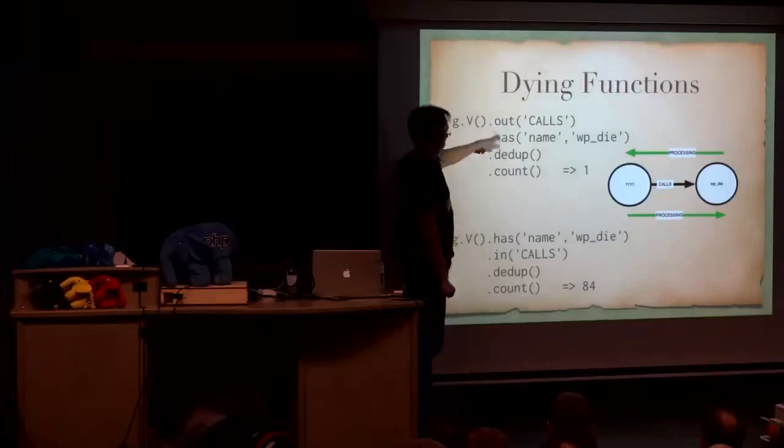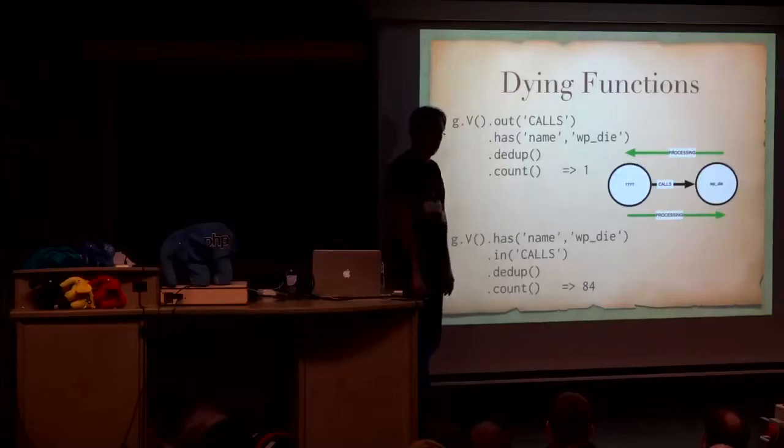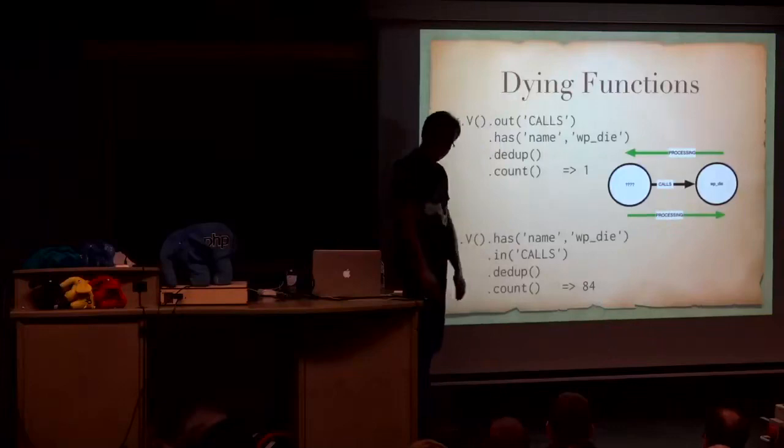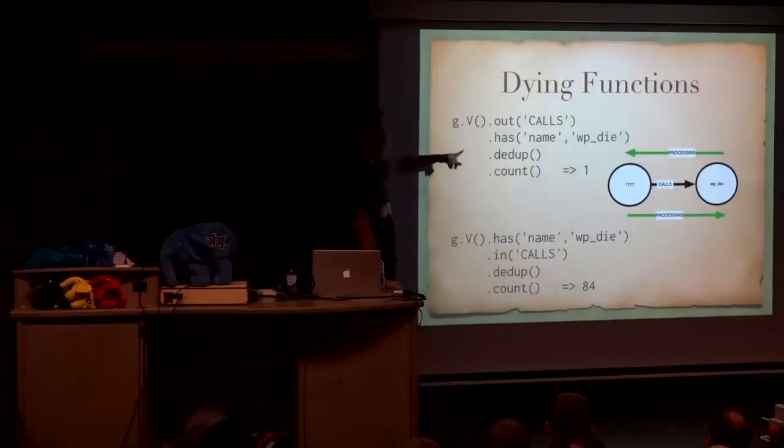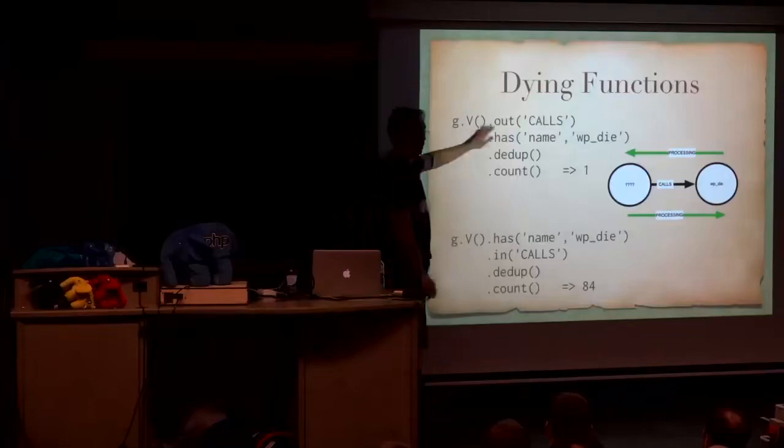So here I say, okay, get a function, you follow, you end up on vpDie. You dedup, so you only allow one instance of an object that has reached this point, and then you count. And of course, we end up with 1. Okay, so no variety. On the other hand, if we do the same with several of them, then you have 84.